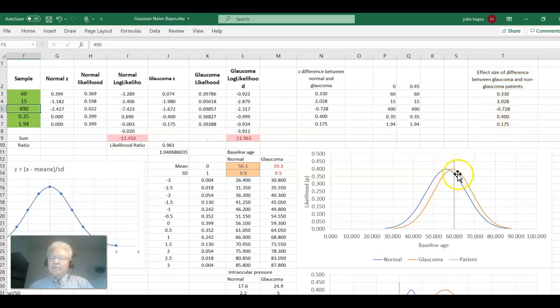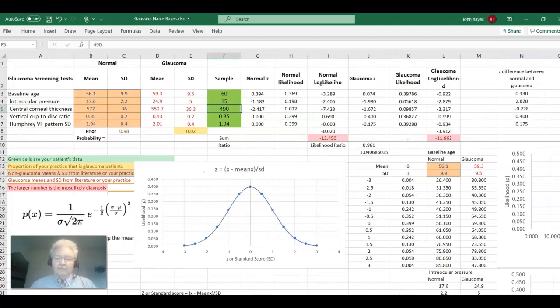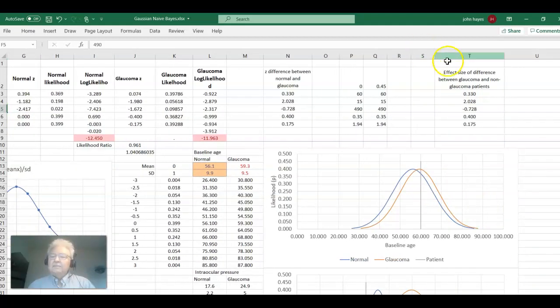So when we were talking about age, if you are normal, your age is 56, glaucoma 59. The effect size is 59.3 minus 56.1 divided by the average standard deviation of 9.9 and 9.5, which is about 9.7. So this difference divided by the average standard deviation gives you an effect size of 0.33. So that's less than our clinically relevant standard.